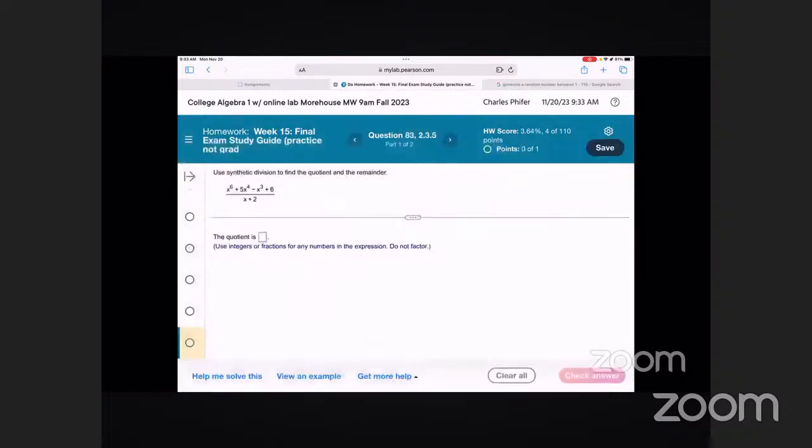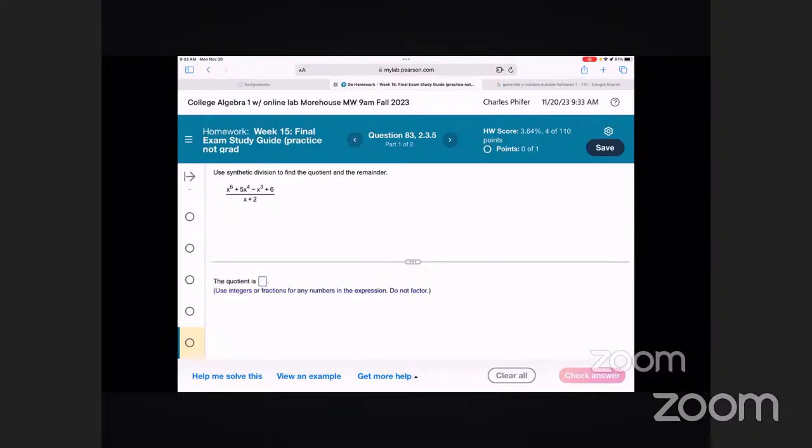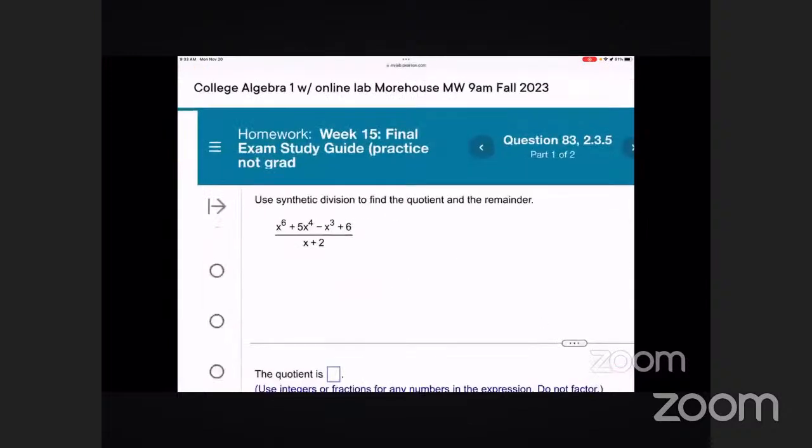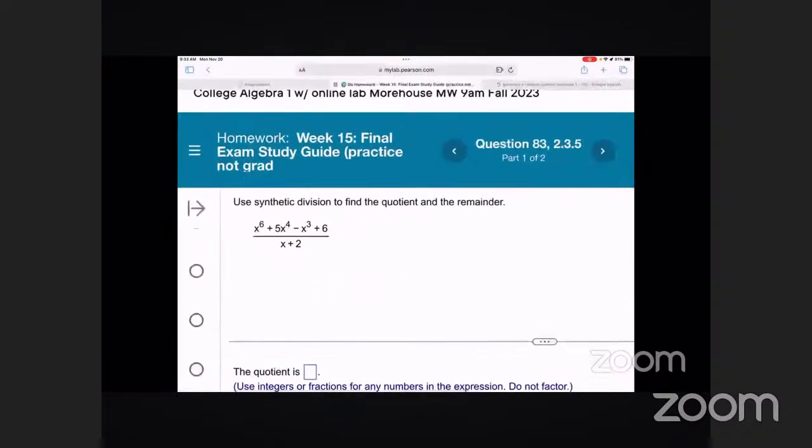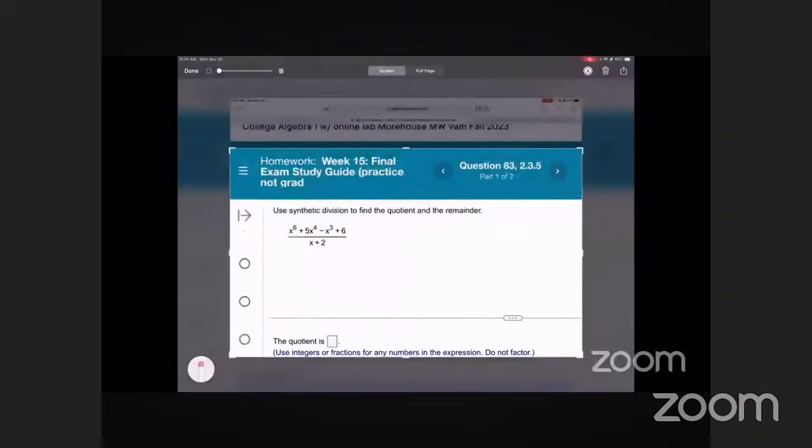Use synthetic division to find the quotient and the remainder. Ooh, I like synthetic division. It's fun, right? Okay. I'm thinking I should take some notes, right? I was avoiding it, but let me stop being lazy. So notice we have the question ID there in the upper right-hand part of the screen. This comes from section 2.3, question 5, right? So let me start by getting a copy of this.